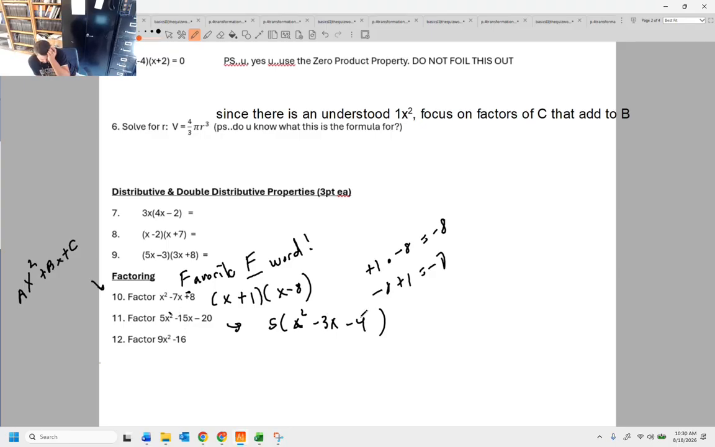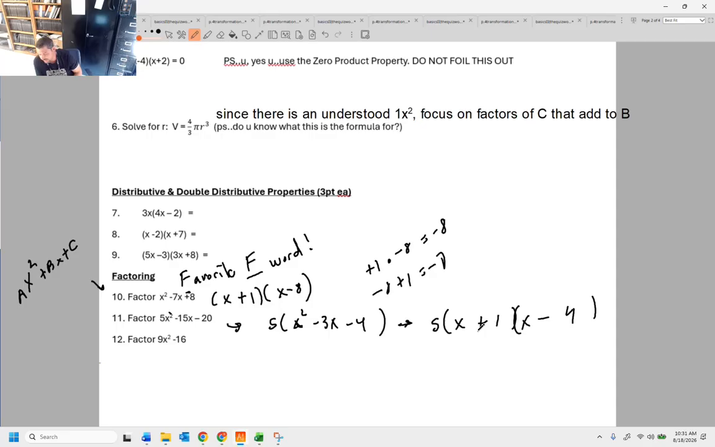And now what's beautiful is I have created a situation similar to number 10. You need to leave the 5 out front. To make this x squared, you need an x and an x. Factors of 4 are going to be 1 and 4. To add to negative 3, negative 4 plus 1 is negative 3. Beautiful. This is called guess and check, but I'm not really guessing at this point in my life.